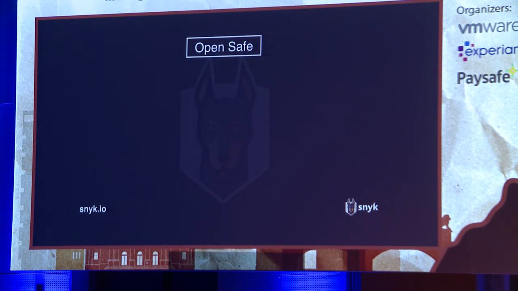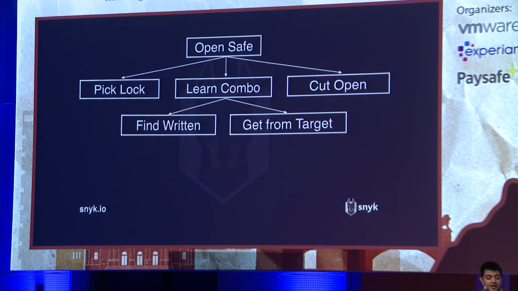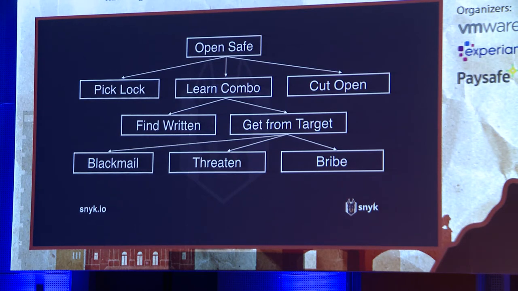So in the book that Bruce wrote, he came up with this attack tree about how we open a safe. And so how could we open a safe? Well, we could pick a lock. We could learn the combination. We could cut open the safe. How do we learn the combination? Well, it could be written down somewhere. We might get it from the target, the person who knows it. How would we get it from them? We blackmail them, or we threaten them, or we bribe them. Who knew software development could be so exciting, huh?